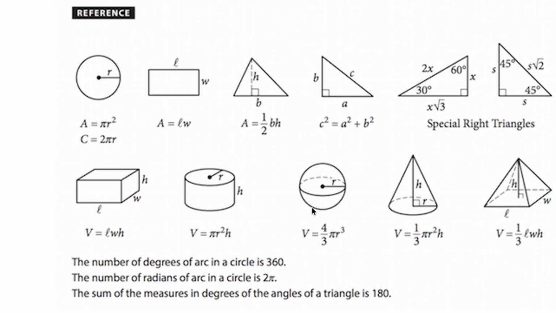These are all the volumes you need to know for the SAT, and they give them to you, which makes it really easy. It also gives you the degrees of arc in a circle, 360, the radians of arc in a circle, which is 2 pi, and the sum of the measures in degrees of angles of a triangle, which is 180. Make sure you read these because they are very important, as they allow you to go from radians to degrees very easily.